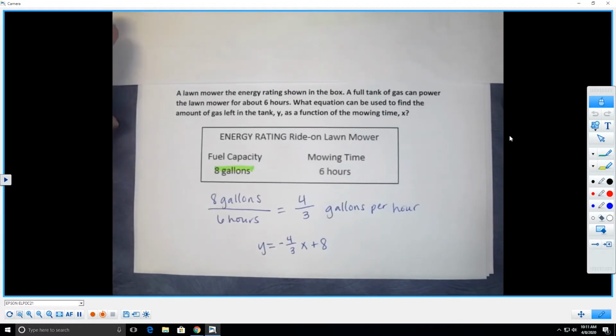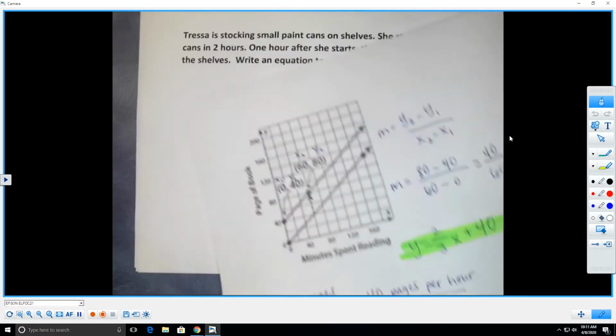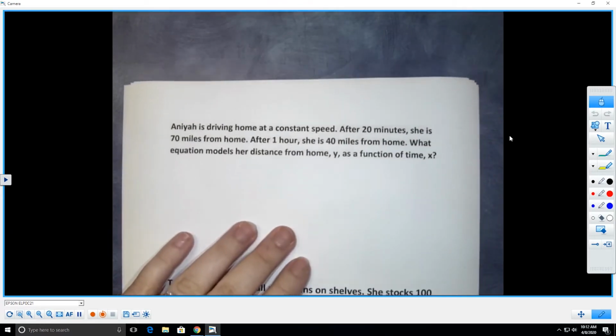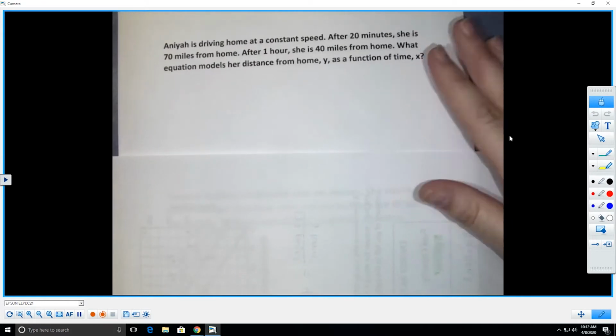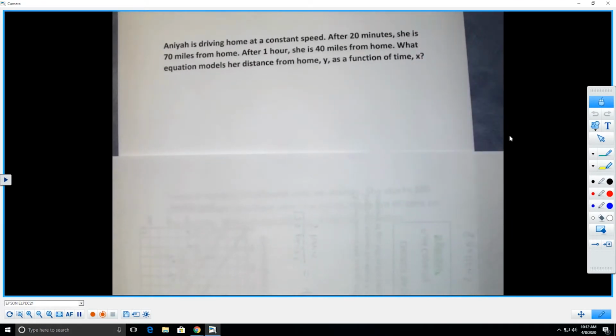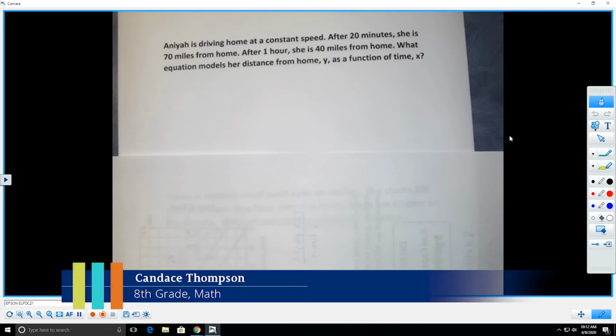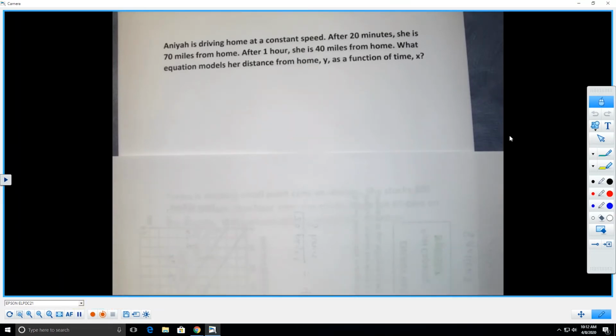Let's look at another problem. All right, so we have Anaya. Anaya is driving home at a constant speed. After 20 minutes, she is 70 miles from home. After 1 hour, she is 40 miles from home. What equation models her distance from home Y as a function of time X?